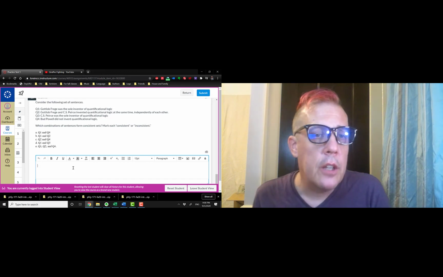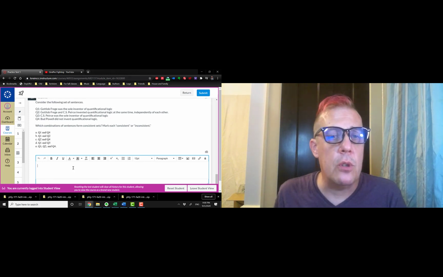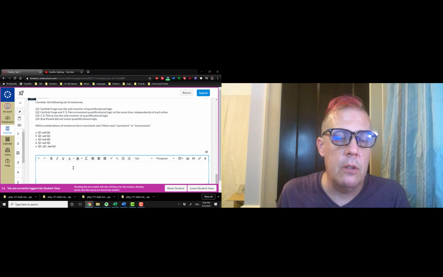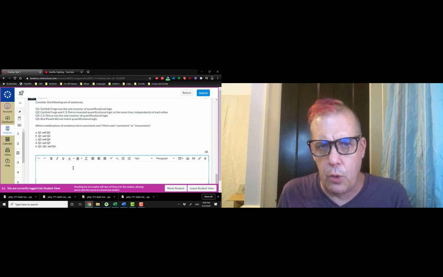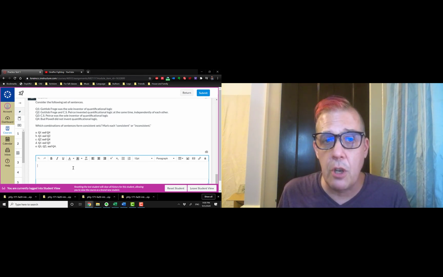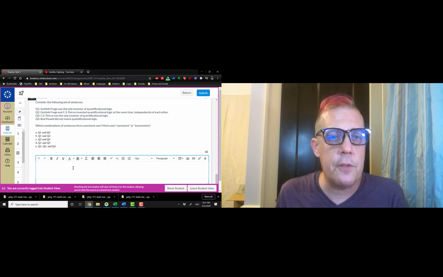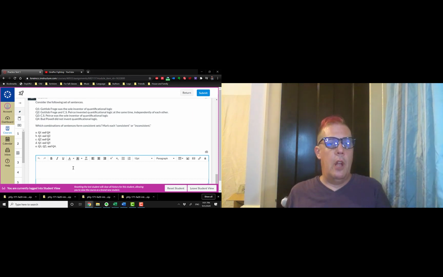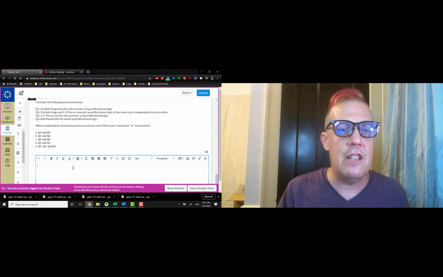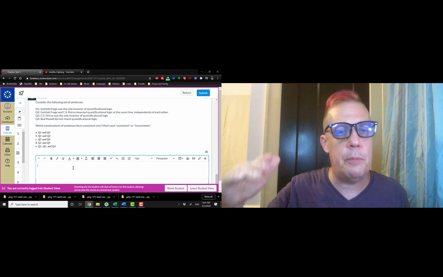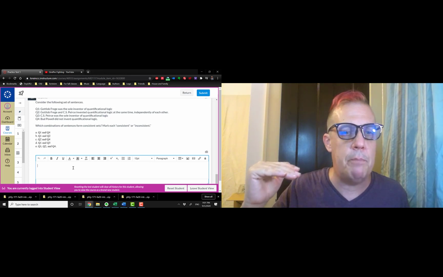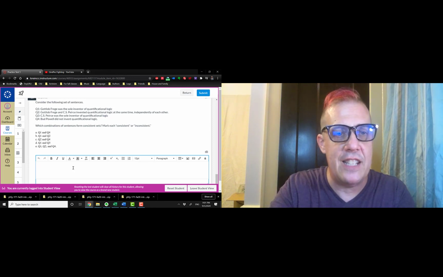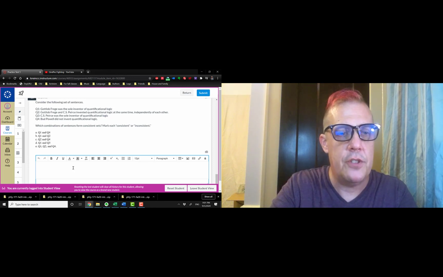So, Q1: Gottlob Frege was the sole inventor of quantificational logic. You might not know who Gottlob Frege is. By the end of the term, you will know what quantificational logic is, because that's what we're studying in the second half of the term. In any case, Frege was one of 2 people who discovered it. But if he was the only person who discovered it, it would be compatible with saying that Bud Powell did not discover it. So A, consistent.